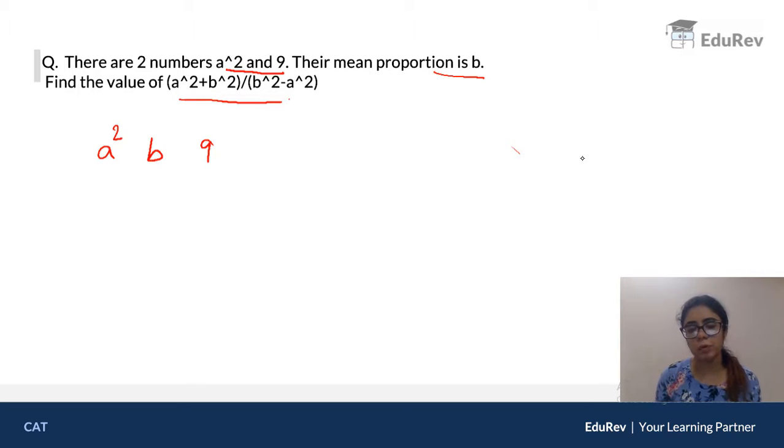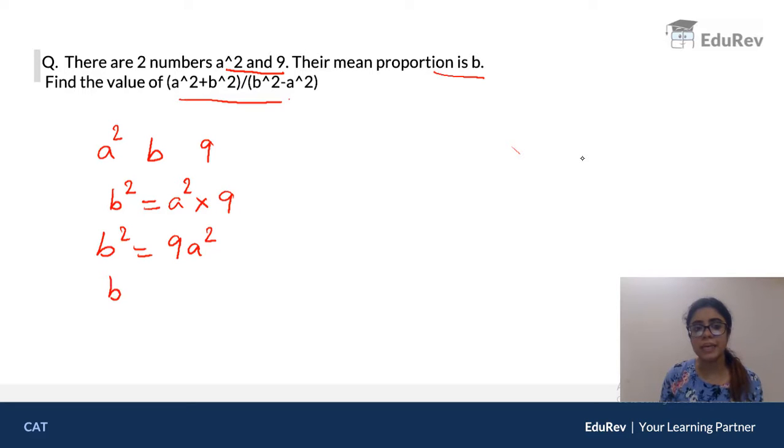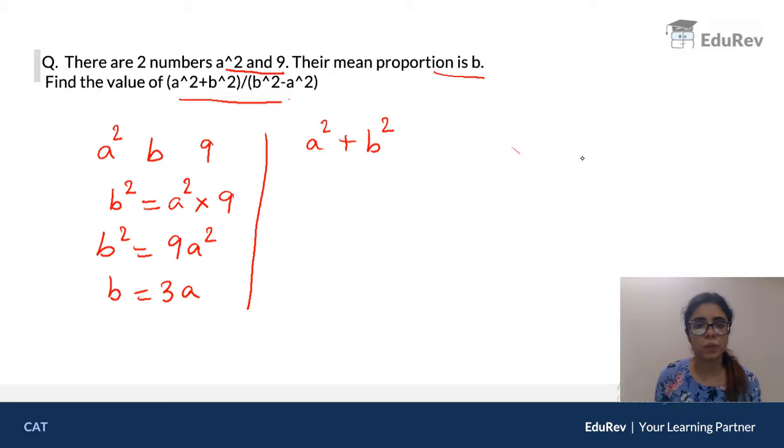So if mean proportion is b, can I say b square is equal to first term into last term? So b square is a square into 9. So b square is equal to 9a square. Can I also say b is equal to 3a? If b square is 9a square, b is definitely equal to 3a. Now they are asking us what is the value of a square plus b square upon b square minus a square. What is the value of this expression?